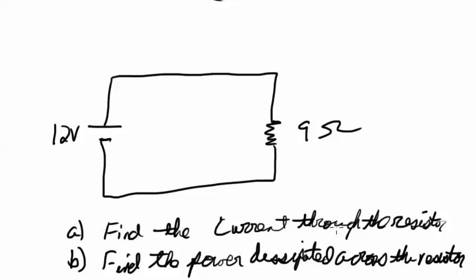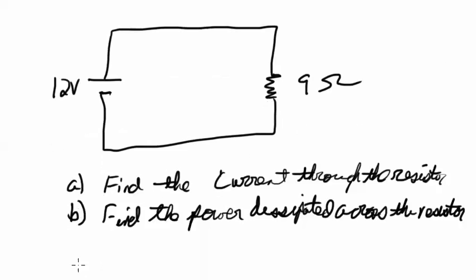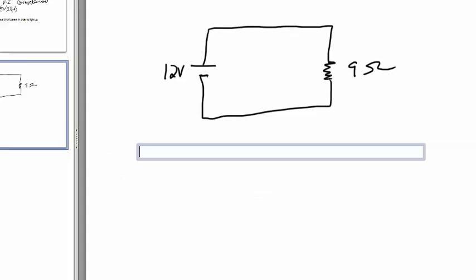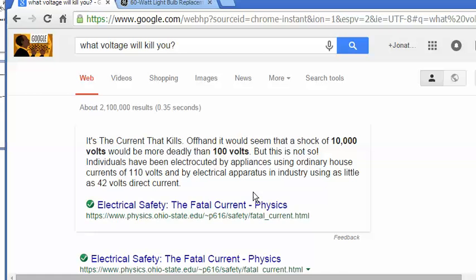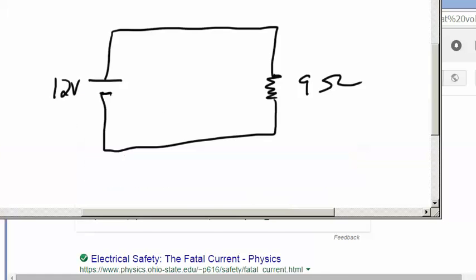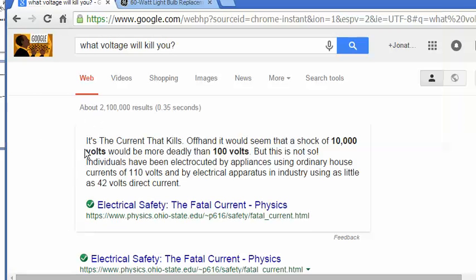So first we want to find the current through the resistor, and B, find the power dissipated across the resistor, and C... okay, actually I have no idea why I used 12 volts or 9 ohms at this point. The battery we were using the other day was a 9-volt battery. Okay, I think what's going on is I'm looking for the answer to this question.